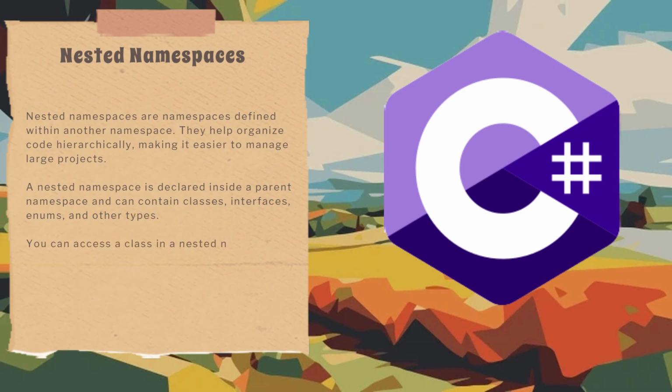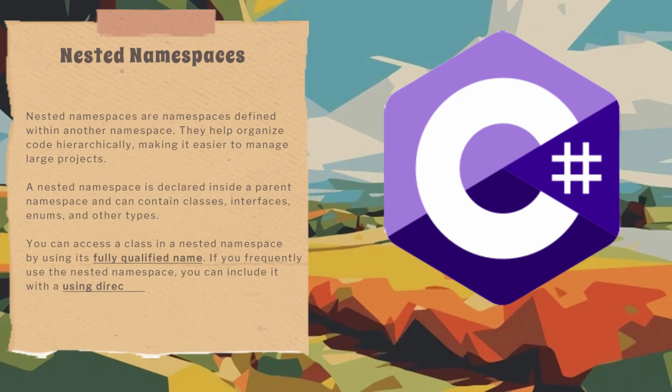You can access a class in a nested namespace by using its fully qualified name. If you frequently use the nested namespace, you can include it with a using directive to simplify your code.